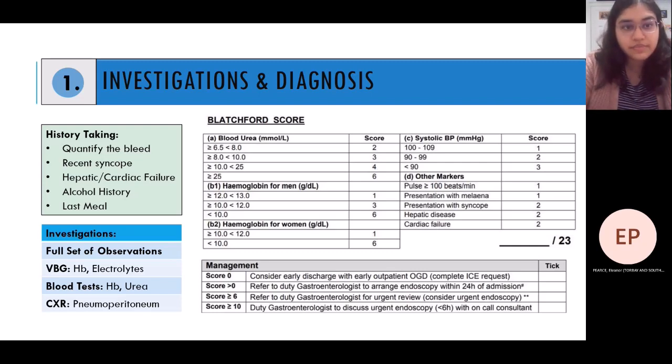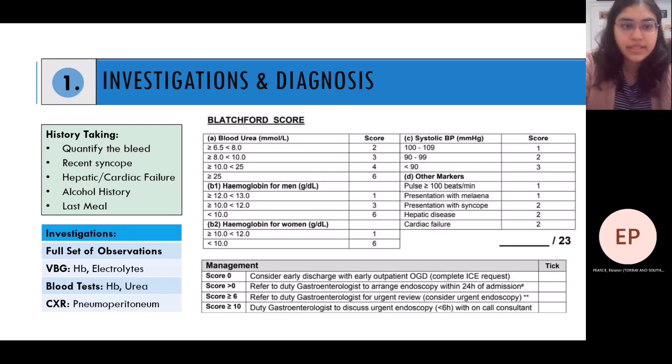But with regards specifically to GI bleeds, you want to make sure that you've got electrolytes in place, which you can get quickly through a VBG. You want to make sure you've got a urea as well, and you want to have a chest X-ray just to rule out perforation through a pneumoperitoneum that you can see on a chest X-ray.